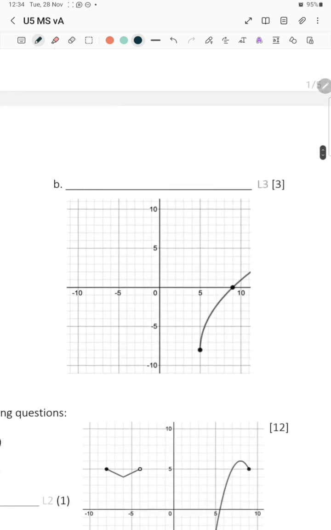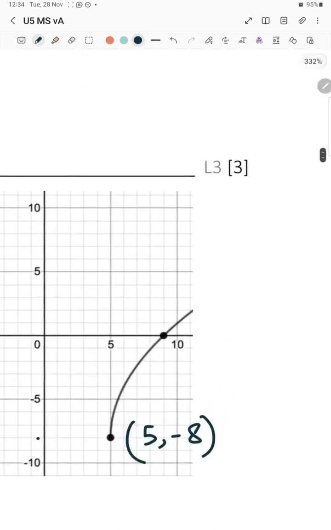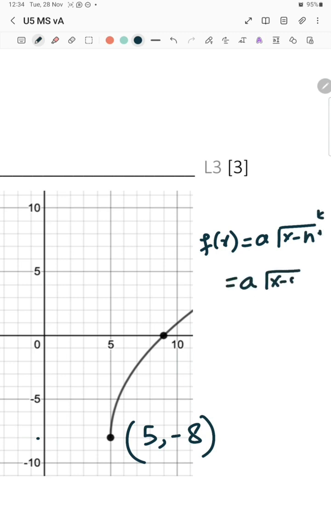So which function is this? This is a square root function and it is starting from 5 and -8. What is a square root function? f of x is equal to a times the square root of x minus h, plus k. So it can be a times the square root of x minus 5, minus 8. So we need to find a.